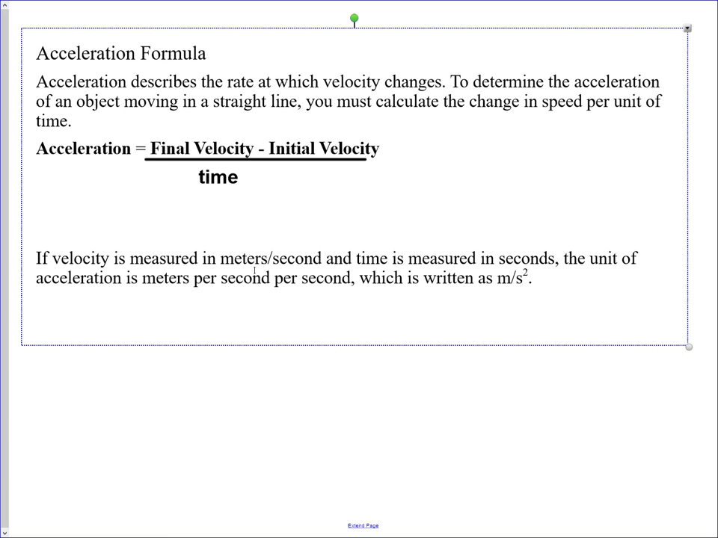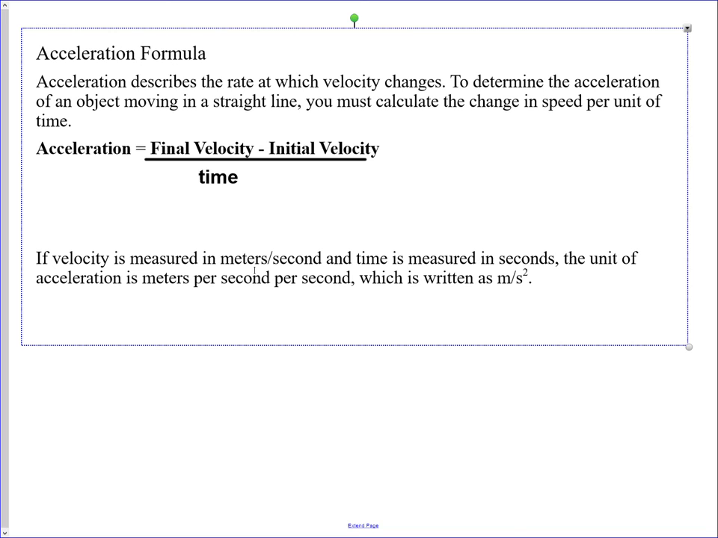Okay, and the last part that I want to touch on is the acceleration formula. This is something we'll get into when we do more of the math problems, the math-based part of it, like how we're working on speed with distance and time. The definition of acceleration describes the rate at which velocity changes. To determine the acceleration of an object moving in a straight line, you must calculate the change in speed per unit of time.